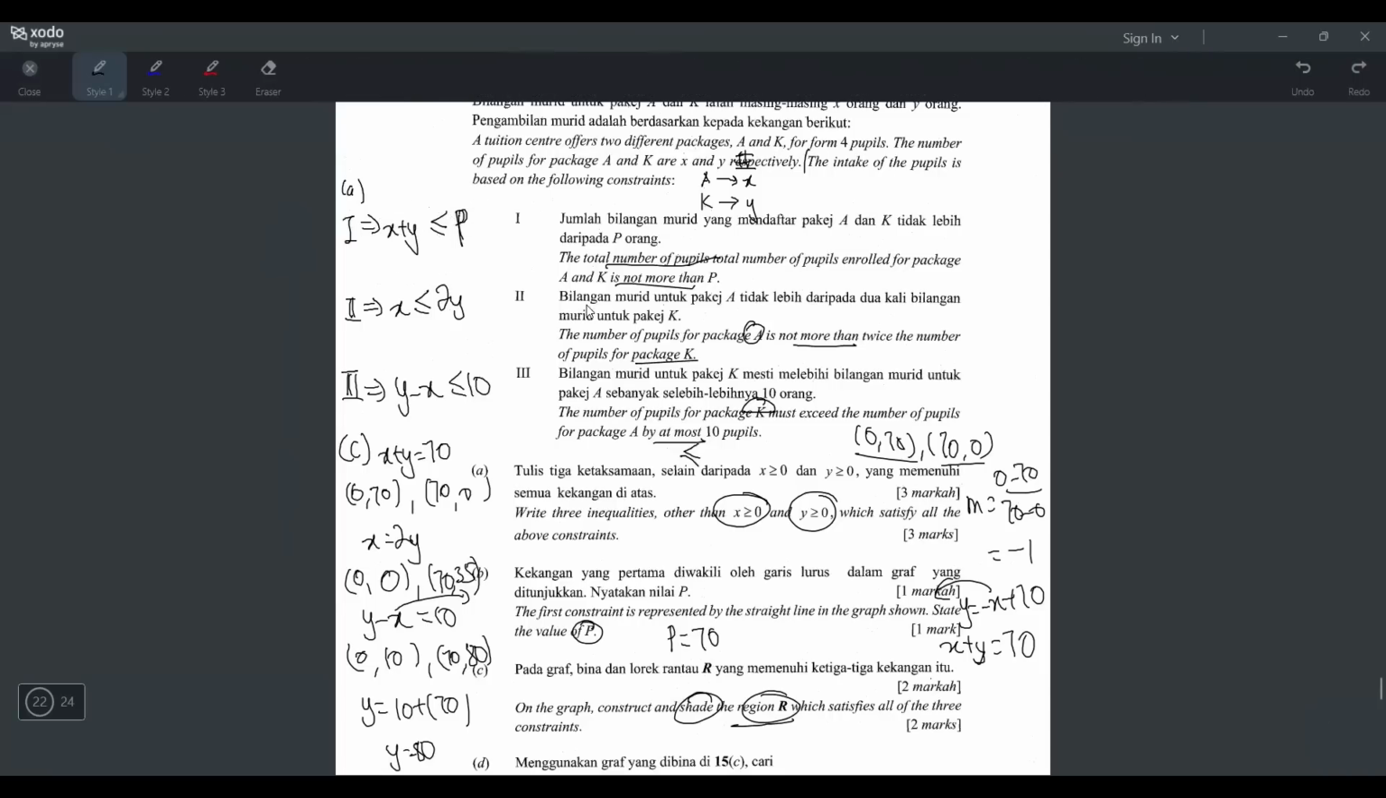Okay, let's look at the first inequality. X plus Y have to be smaller than P, but the P is 70, right? So we have to check whether your Y is positive or not. Kalau you punya Y positive, baru boleh terus tengok. Kalau Y tak positive, tak boleh tengok. Y is positive, right? So boleh terus tengok. This one is smaller, so kita kena ambil bawah garisan X plus Y 70. So the shaded region will be bawah this line.